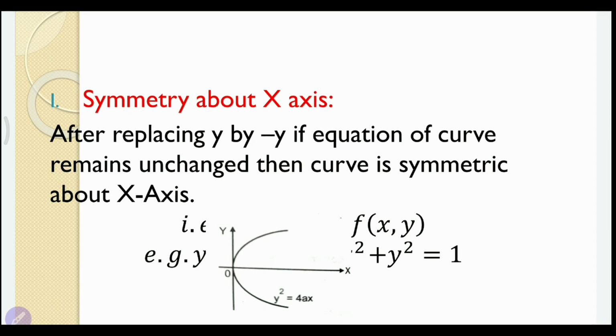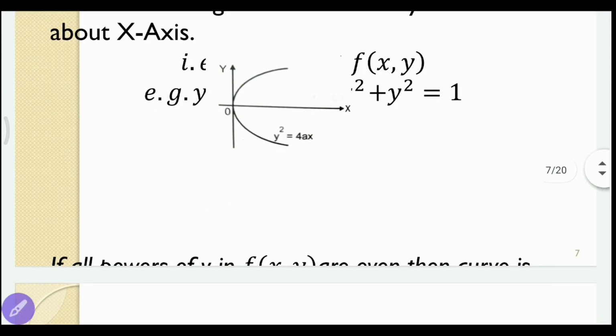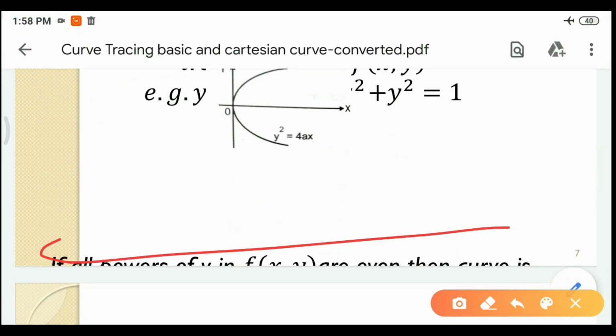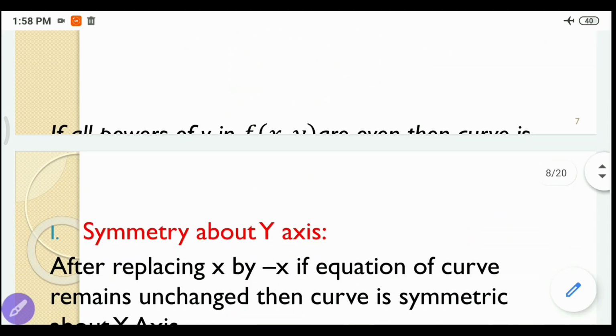So how to check the symmetry of the curve? There are again some subtopics in the symmetry. The very first thing we are going to see is the symmetry about x-axis. How are we going to check it? If the power of y is even, every power of y is even, then we are going to have a symmetry about x-axis. Or we can say after replacing y by minus y, if the equation remains unchanged, then the curve will be symmetric about x-axis. If every power of y is even, then the curve will be symmetric about x-axis.